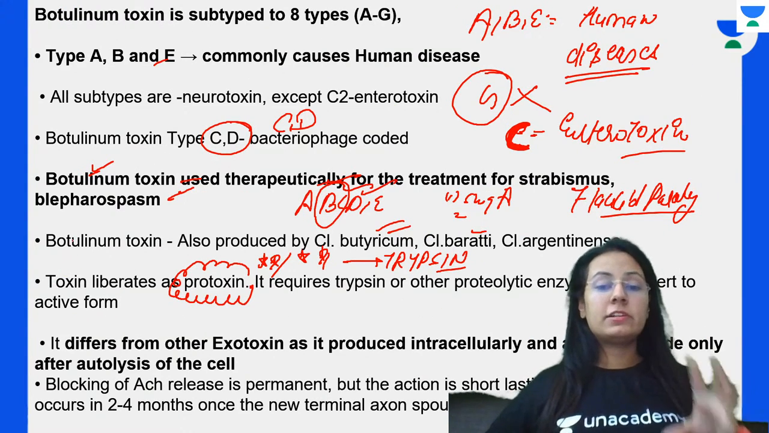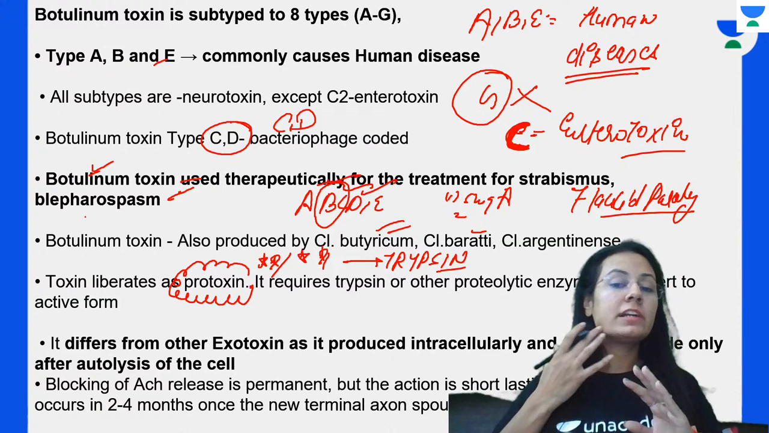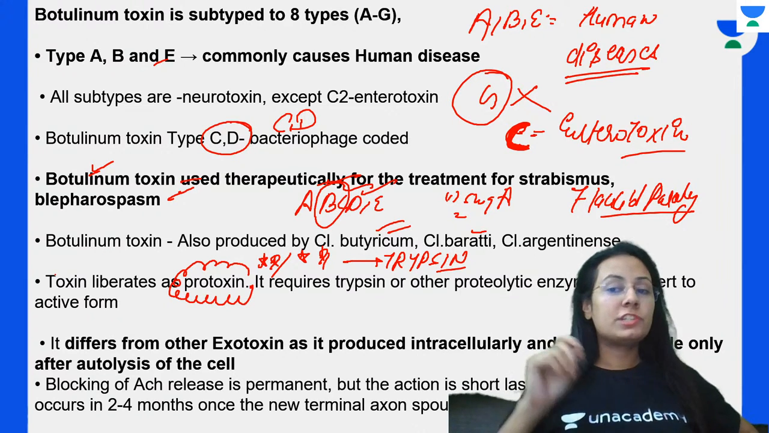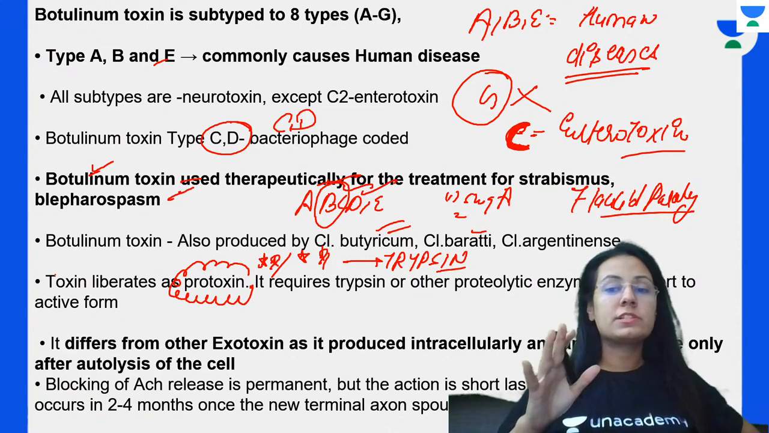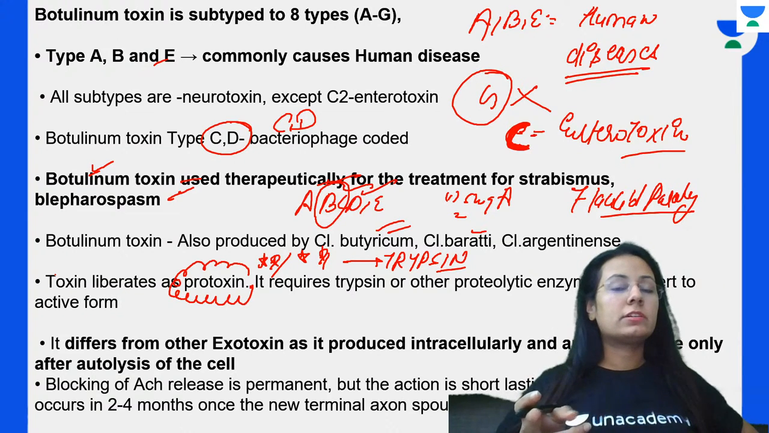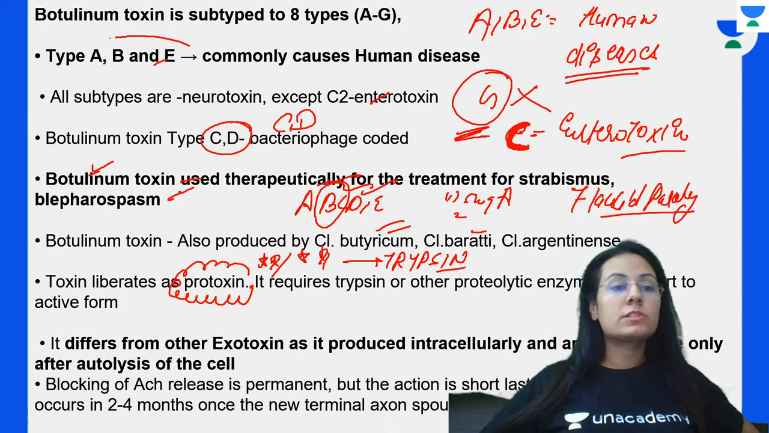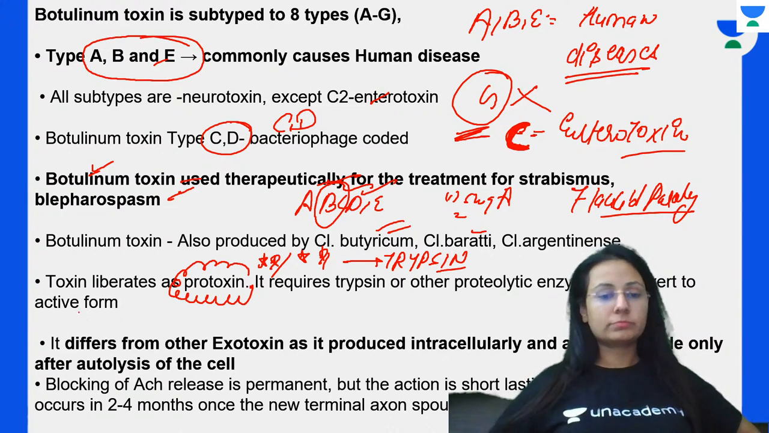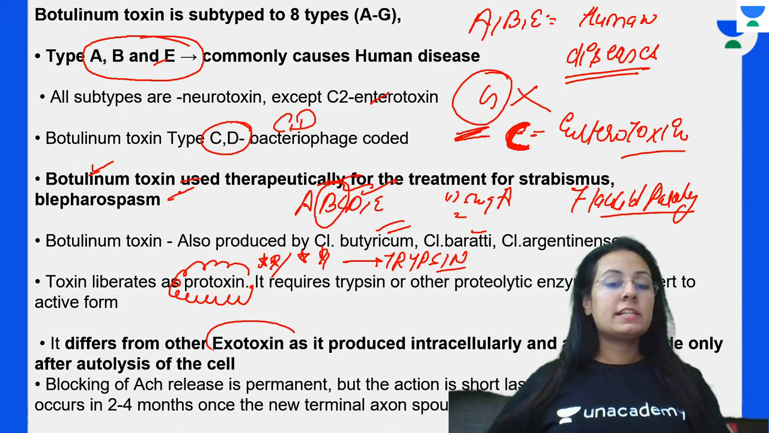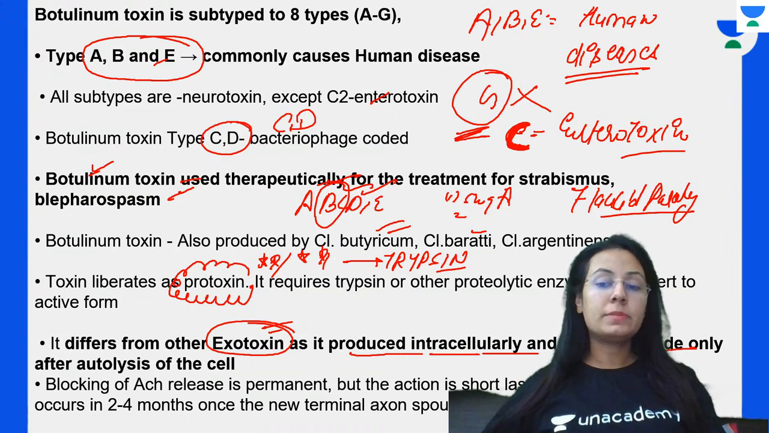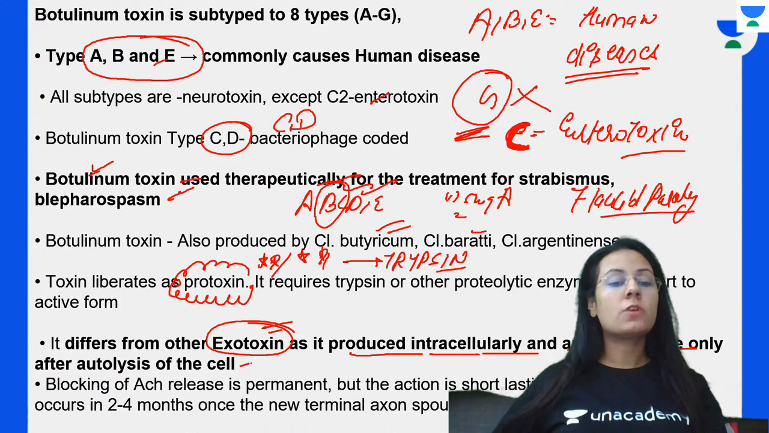And how does it act? Initially, it is released as a protoxin, and it requires a proteolytic enzyme for its activation. The G variant of the toxin is not causing any disease, C is an enterotoxin, and human disease is mainly caused by A, B, and E. It is an exception among exotoxins, as it is produced intracellularly and appears outside only after autolysis of the cell, which is a feature of an endotoxin. So it differs from the other exotoxins.